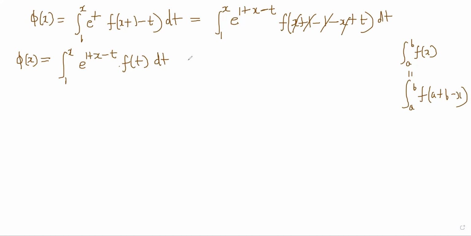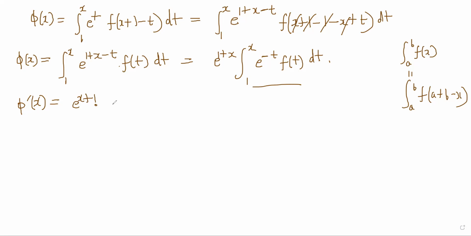So this can be written with e^(1 + x) coming out, because t is the integration variable, you don't have an integration over x. So it is the integral from 1 to x of e^(−t) f(t) dt, right? Now, clearly, your φ'(x) will be equal to e^(x + 1) into the differentiation of this, which is e^(−x) f(x), plus the differentiation of e^(x + 1), which is e^(x + 1), into the integral from 1 to x of e^(−t) f(t) dt.